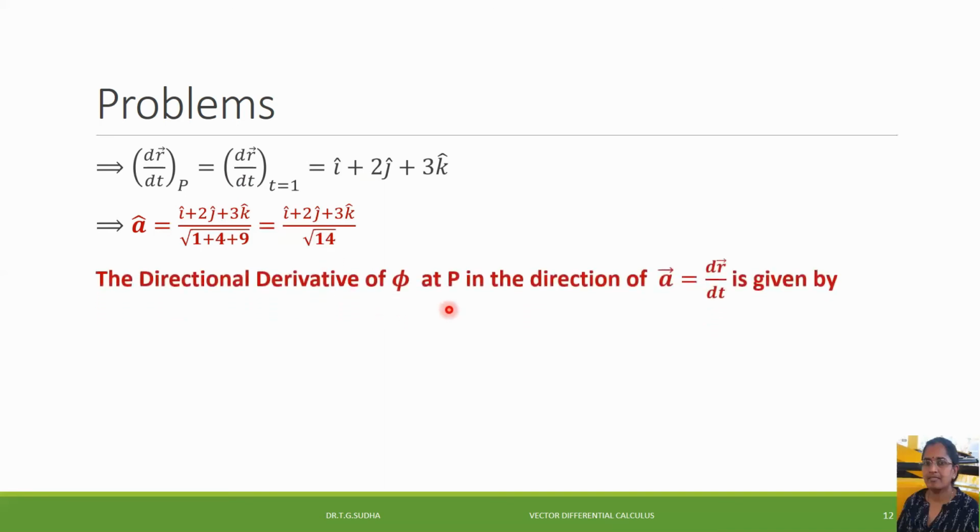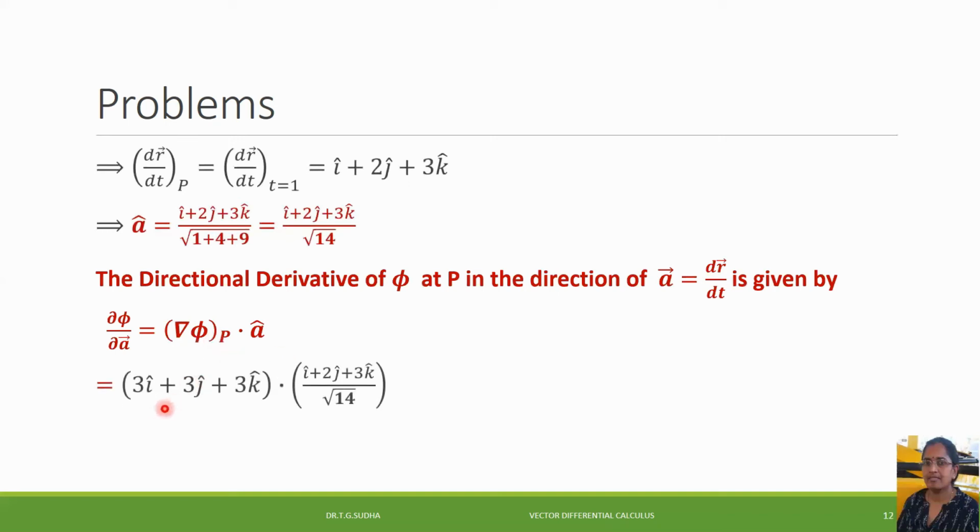So the directional derivative of phi at P in the direction of dr by dt is given by dou phi by dou a is equal to del phi at P dot a cap. So del phi at P is given by 3i plus 3j plus 3k dot a cap. A cap is 1i plus 2j plus 3k divided by root 14.